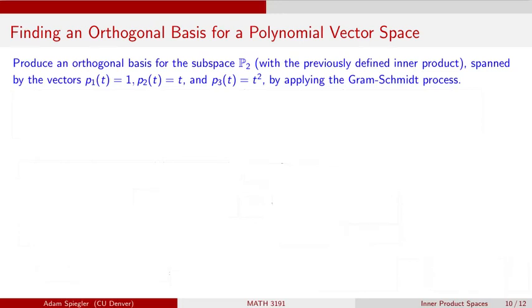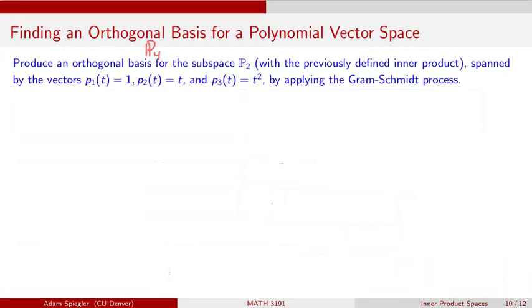Okay, welcome everybody. In this video, we are going to continue our work with inner product spaces and look at more general inner product spaces beyond just Rn. So now we're going to consider the vector space P4, polynomials of at most degree 4. And inside of P4, we have a subspace P2, polynomials of at most degree 2. This subspace is spanned by these three vectors, 1, t, and t squared.